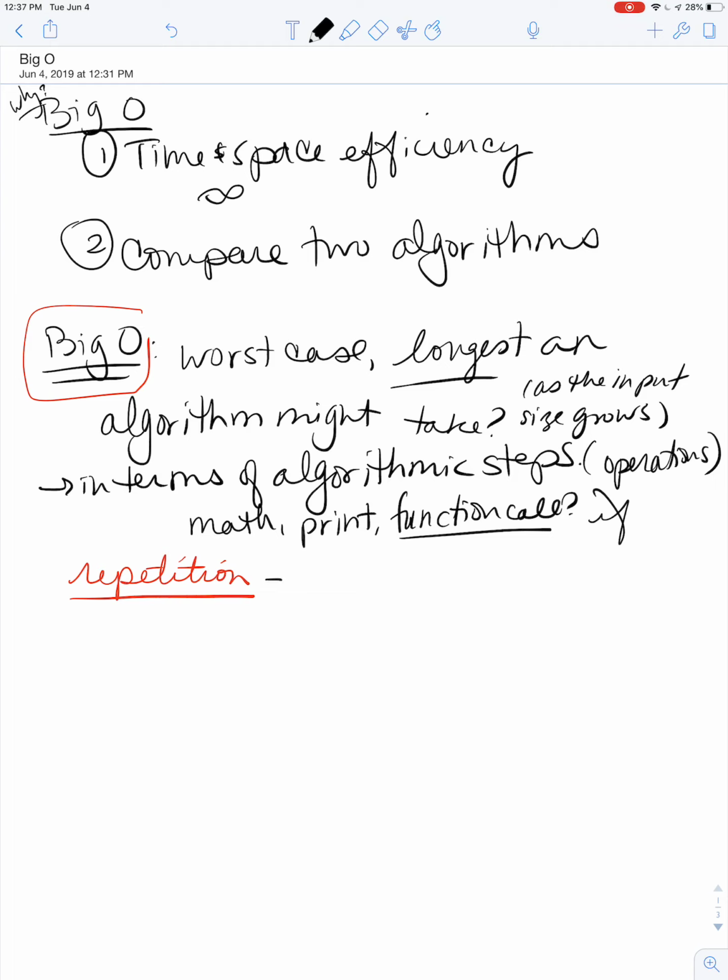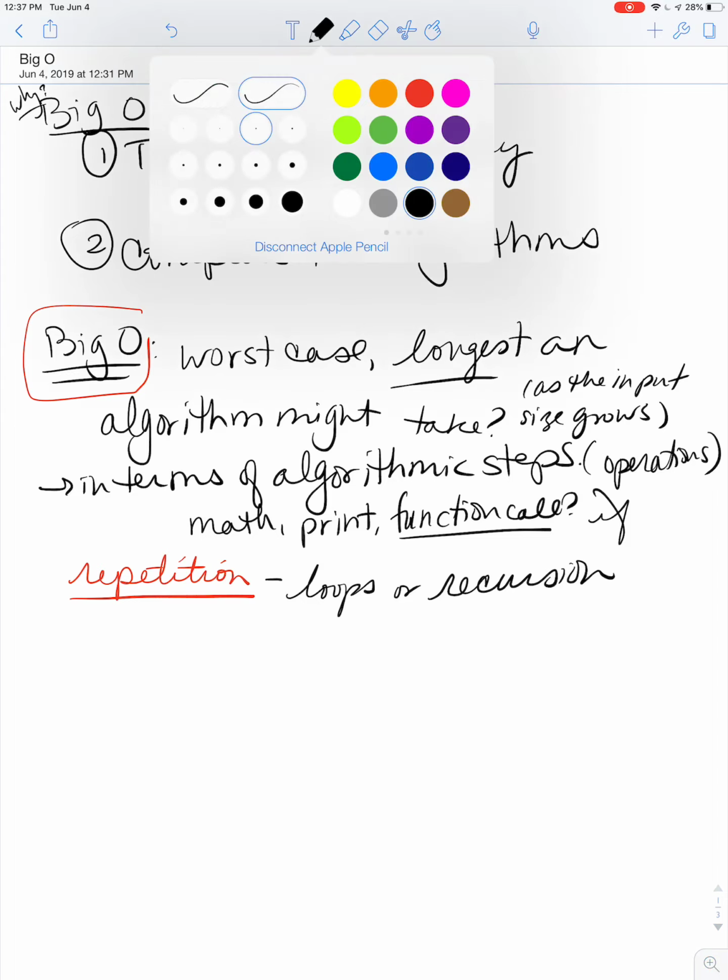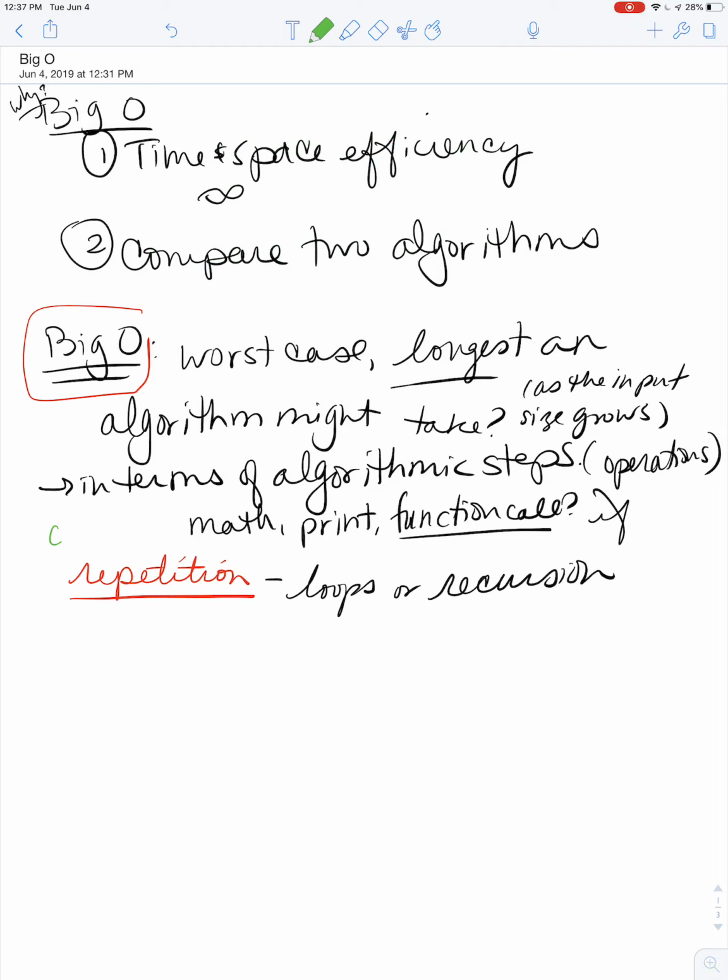And so to that end, we care about repetition in terms of loops or recursion. That's really what we care about. Everything else becomes a constant. All this stuff here, these are constants. So we're really counting these algorithmic steps in terms of the repetition. So it's repetition, loops or recursion, with respect to the size of the input data structure.